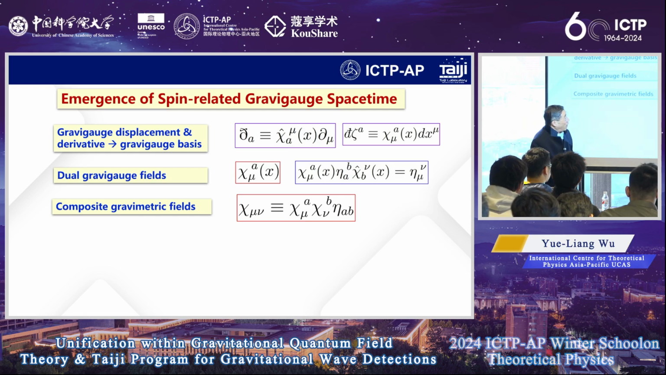So both are factors. So this is the coordinate factor. This is the spin-related factor. Okay, so I call this the operator for the derivatives. This is dual to this function. So they are not independent. The dual means they satisfy the dual conditions for the orthogonal one. Okay, you see. Okay, then we can define the composite graphmetric field.